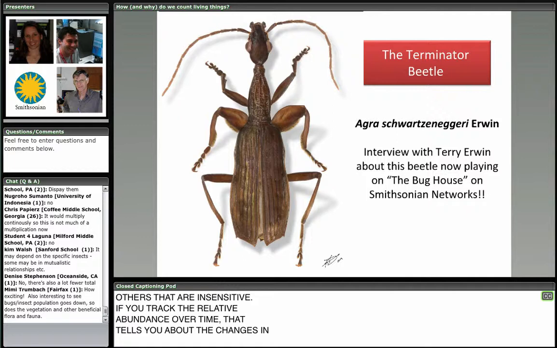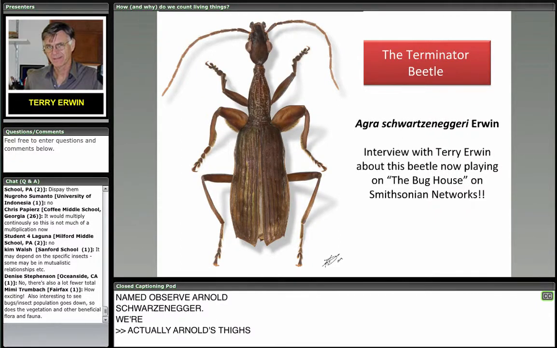And we're being a little bit tricky here. These are actually Arnold's thighs superimposed over the beetle's thighs. Our graphic artist did that. But the reason it was named Schwarzenegger is because the real beetle actually has those swollen femora on the middle legs. We only know dead beetles in the museum of this particular species group, so we don't know what they do with those legs.